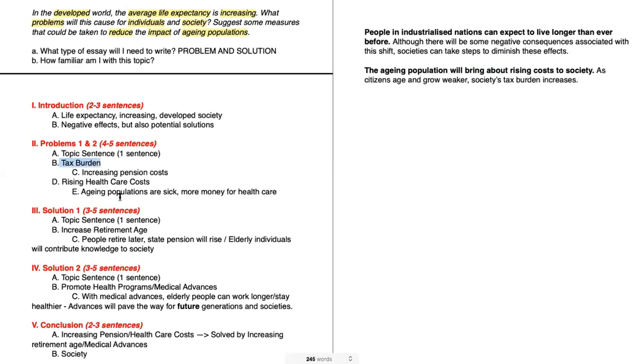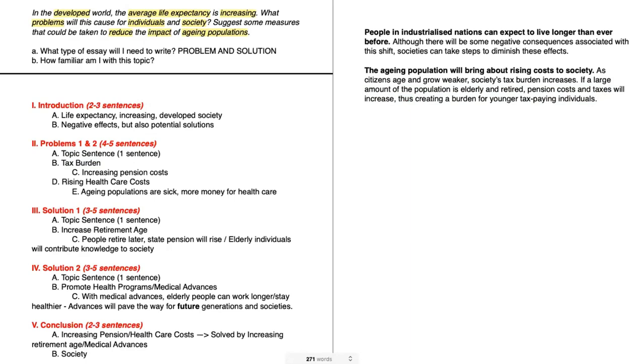Now this is B, okay? This is my explanation and detail of a problem. Now for my example, I'm going to say, if a large amount of the population is elderly and retired, pension costs and taxes will increase, thus creating a burden for younger tax-paying individuals. So you see what I've done. This sentence right here is an example of the tax burden. Okay, so it relates back to the tax burden. It also talks about increasing pension costs. I've also used a nice connector here, thus, which talks about results.